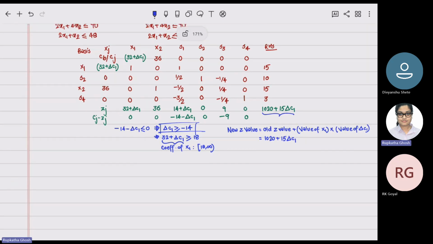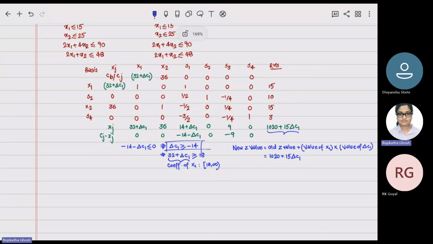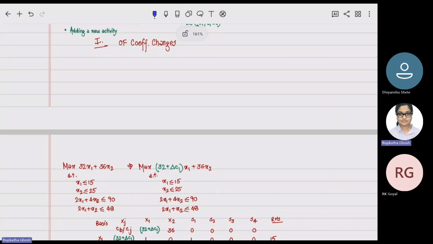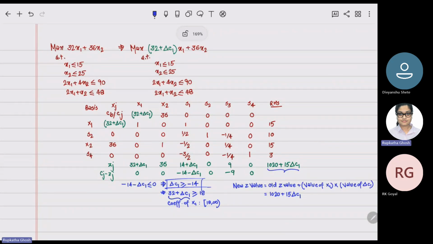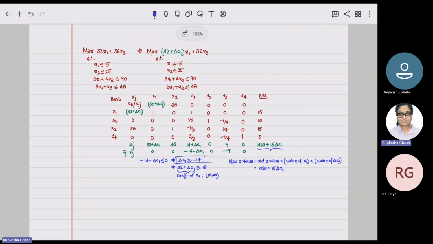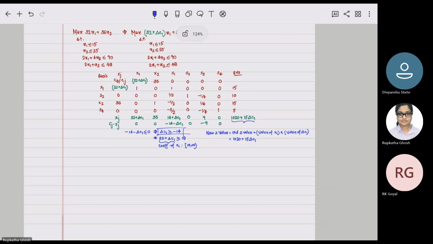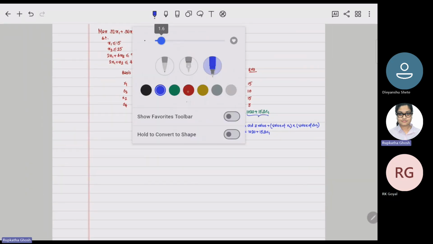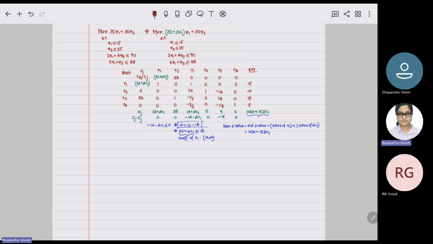So this is one kind of sensitivity analysis where we try to assess what happens when your objective function coefficient changes. This was our first case, right? What about 36 x2? If I have to see how that will impact, can you do it now? So now I want to see that, so this was the first case.